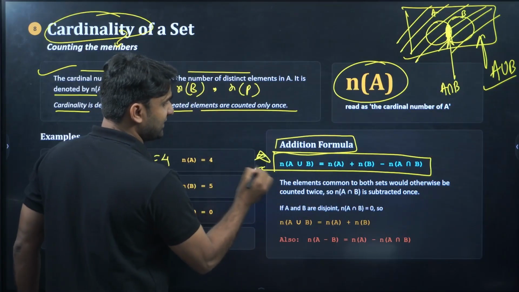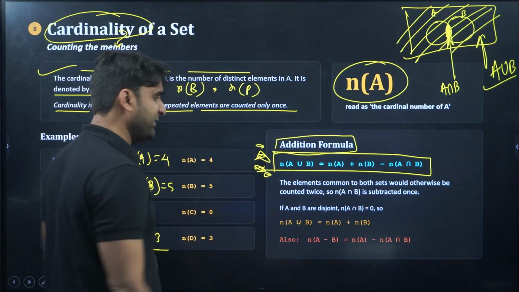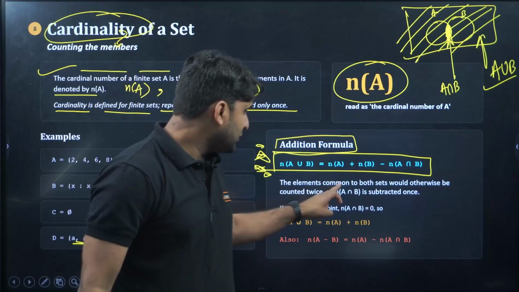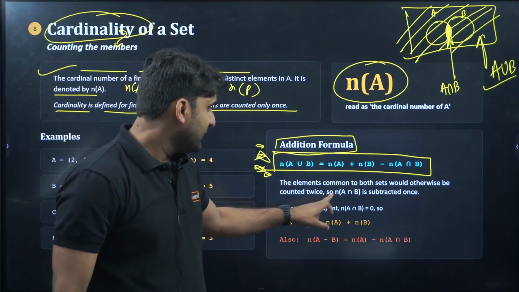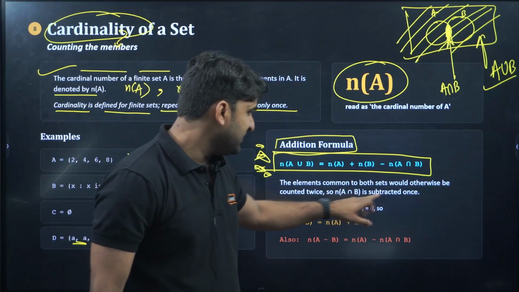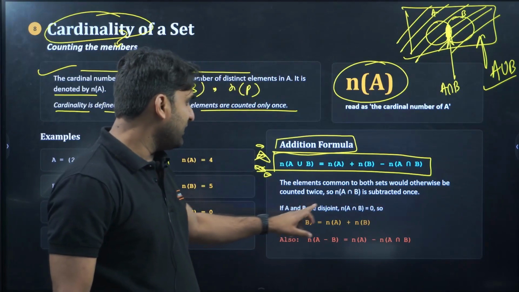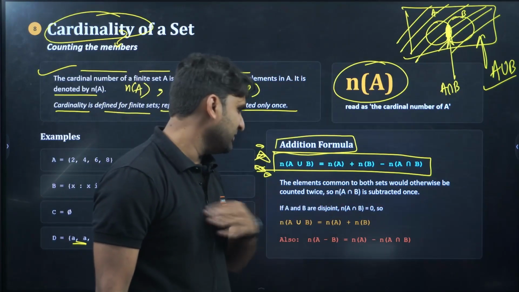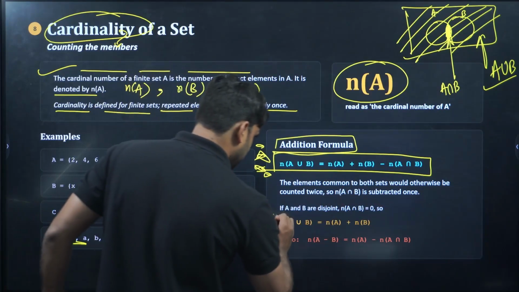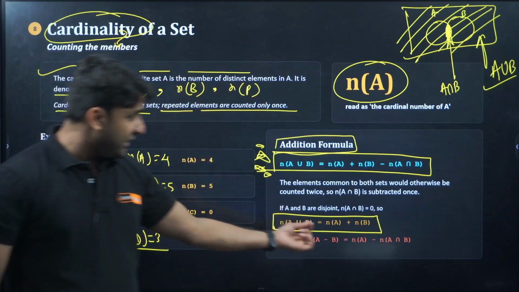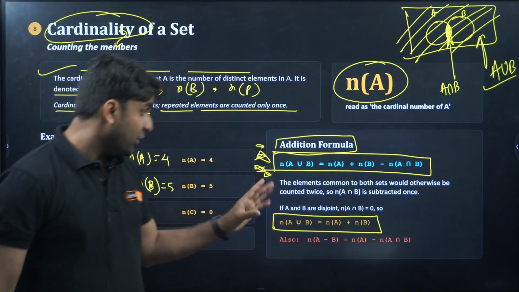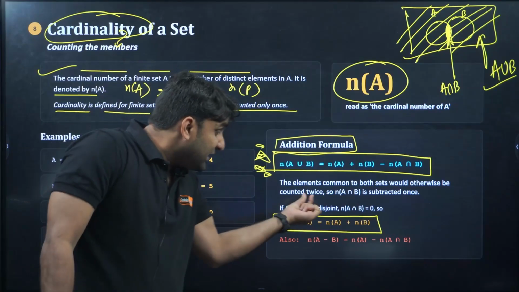Let me put a star here. So look at the question. The elements common to both sets would otherwise be counted twice. So n(A intersection B) is subtracted once. If A and B are disjoint, n(A intersection B) is 0. So my dear, this will be the result: n(A union B) is equal to n(A) plus n(B) when A and B are disjoint.